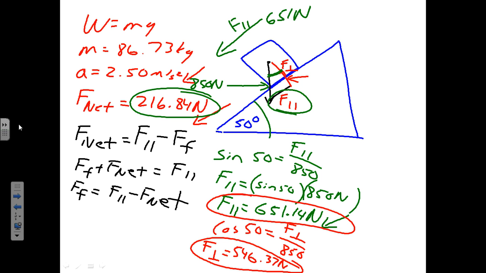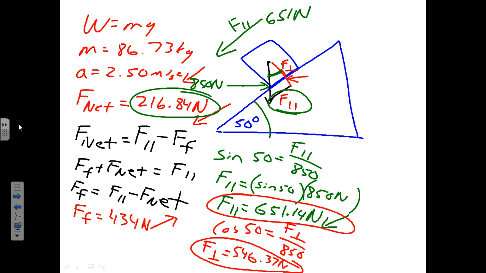So in this problem, we've got a parallel component of 651.14. So let's go 651.14 minus our net force, which was 216.84. So we end up with a force of friction of 434. And that's acting which way? Remember, force is a vector, so let's put an arrow like that. Or just say up the plane would be okay.